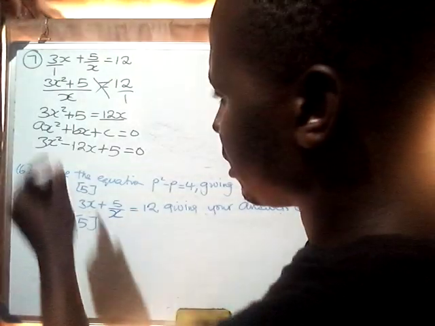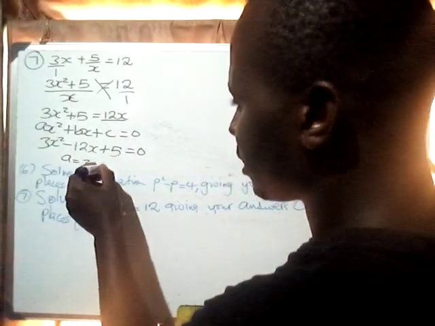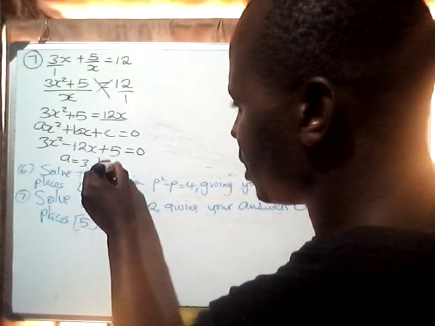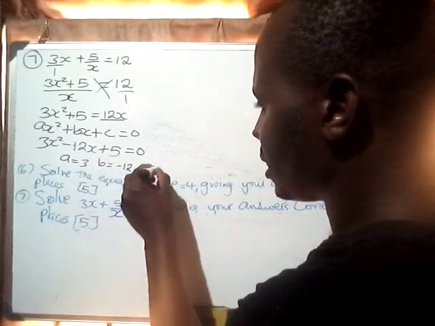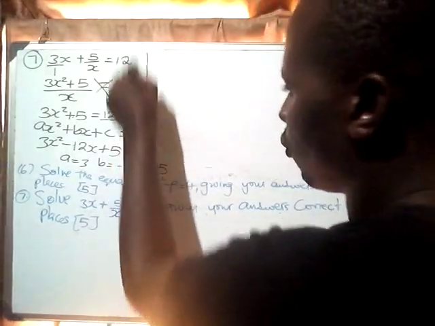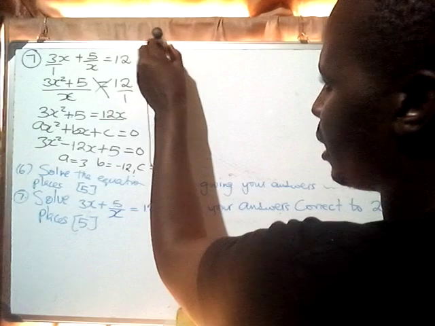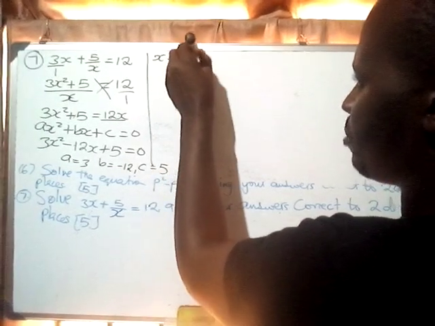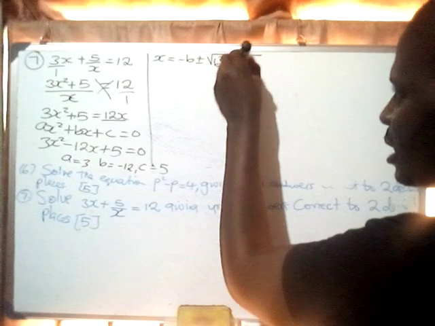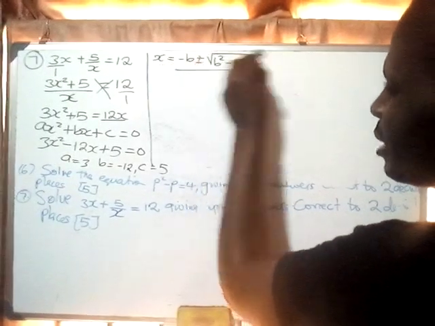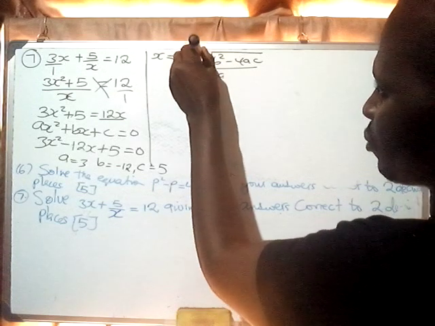So having done this, which one is our a? Our a is 3, our b is negative 12, and our c is 5. So we will now go to our formula by saying x is equal to negative b plus or minus the root of b squared minus 4ac, everything over 2a. That is what we have.